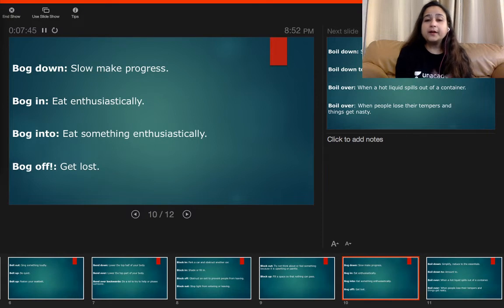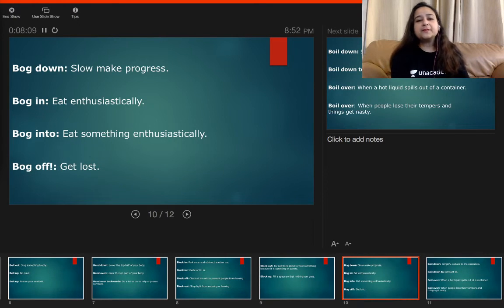Then bog in. Bog in is to eat in excess. So you got something very good to eat. Say your neighbor gave you a cake or something like that and you really like it. So you said, okay, wow, it's so wonderful, and you just eat very enthusiastically. So you bog in. Then bog into also is to eat. So you just bogged into the food means you're eating very enthusiastically, very, very happily.